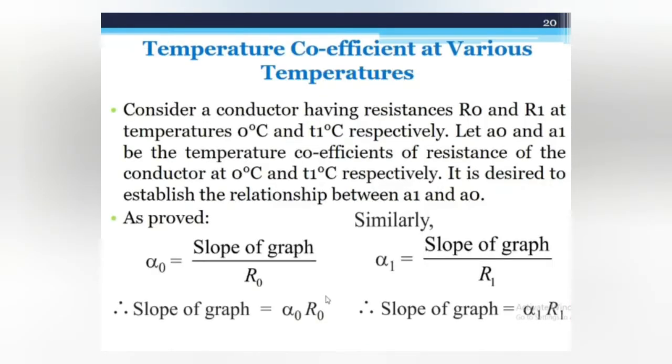Now, temperature coefficient at various temperatures. Consider a conductor having resistances R0 and R1 at temperatures of 0 degrees Celsius and T1 degrees Celsius respectively. Let alpha 0 and alpha 1 be the temperature coefficients of resistance of the conductor at 0 degrees Celsius and T1 degrees Celsius respectively. So alpha 0 is equal to the slope of the graph divided by R0, and similarly alpha 1 is equal to the slope of the graph divided by R1. If we take the slope of the graph as constant, then the slope of the graph equals alpha 0 R0. Similarly, the slope of the graph equals alpha 1 R1.